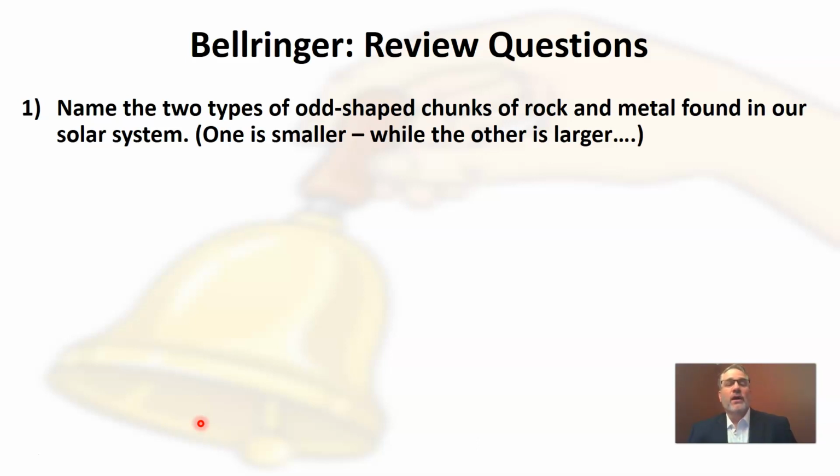So chunks of rock and metal, odd shaped, so we know it's not a planet. Of course, we're talking about asteroids. So asteroids and meteoroids. Asteroids are the larger, while meteoroids are the smaller chunks of rock and metal. Both are potato shaped, or odd shaped. Let's look at our second Bellringer question.